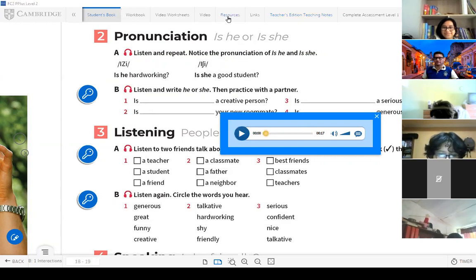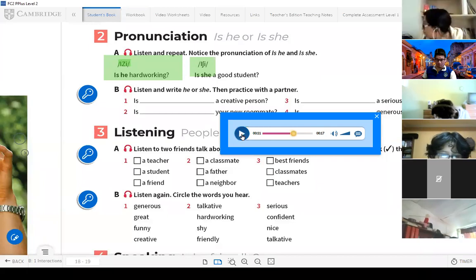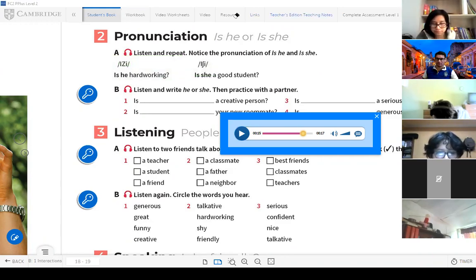Mm-hmm. Here we have, no, the correct pronunciation, no? For example, you say, is he hardworking? Is she, no? Is he? Easy, that's the sound. Is he hardworking? Is she a good student? You have, no, is she a good student? That's the correct pronunciation, yeah? This is the sound z for is he, z, and this is sh, yeah?